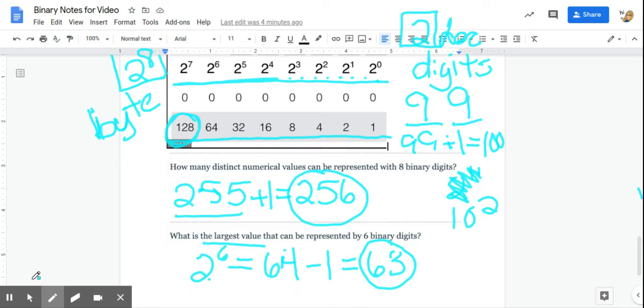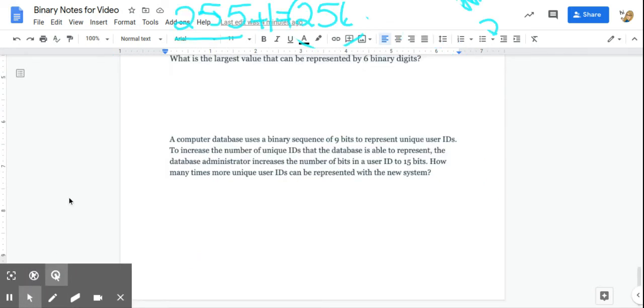Our last question has to do with memory. It says a computer database uses a binary sequence of 9 bits to represent unique user IDs. To increase the number of unique IDs that the database is able to represent, the database administrator increases the number of bits in a user ID to 15 bits. How many times more unique user IDs can be represented with the new system?